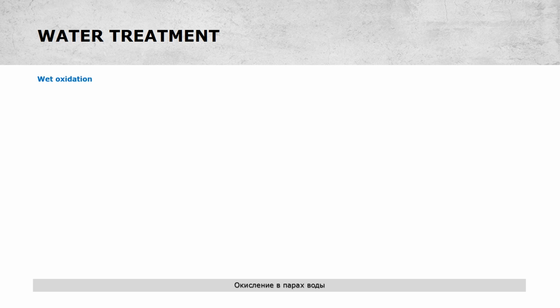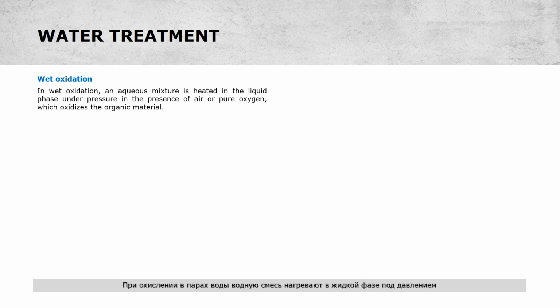Wet oxidation. In wet oxidation, an aqueous mixture is heated in the liquid phase under pressure, in the presence of air or pure oxygen, which oxidizes the organic material.